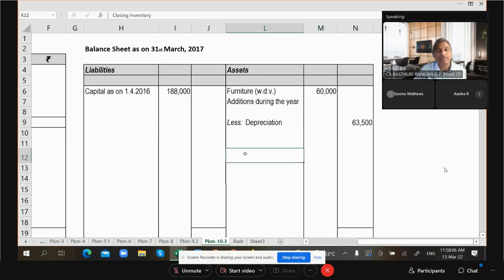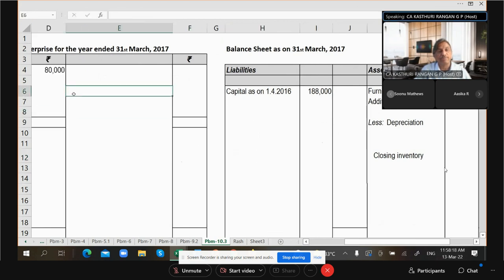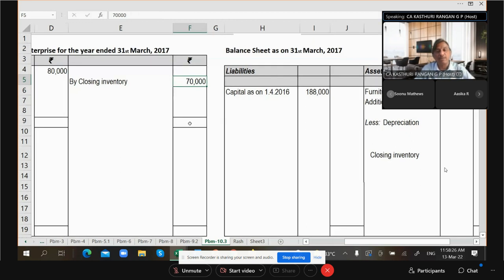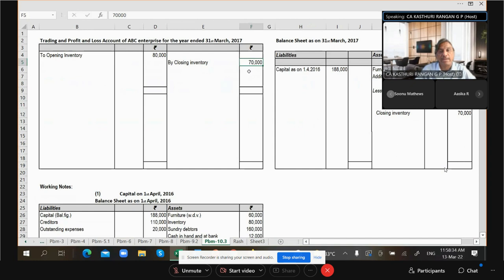Then inventory. Closing inventory in the balance sheet, 70,000. And also in the trading account. Where will you show the closing inventory? Trading account by closing inventory, 70,000. So you have to show the closing inventory in the asset side of balance sheet and also in the trading account by closing inventory.